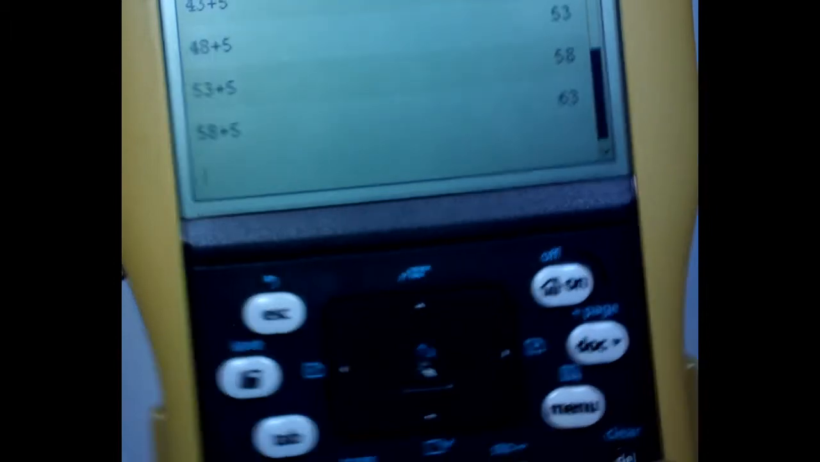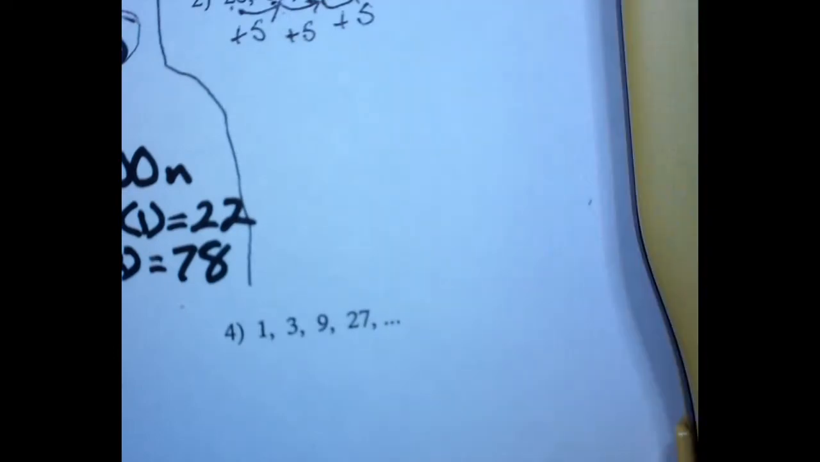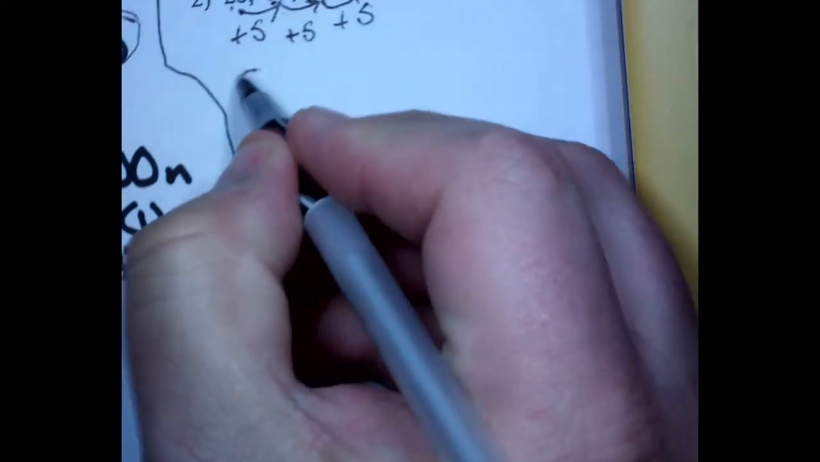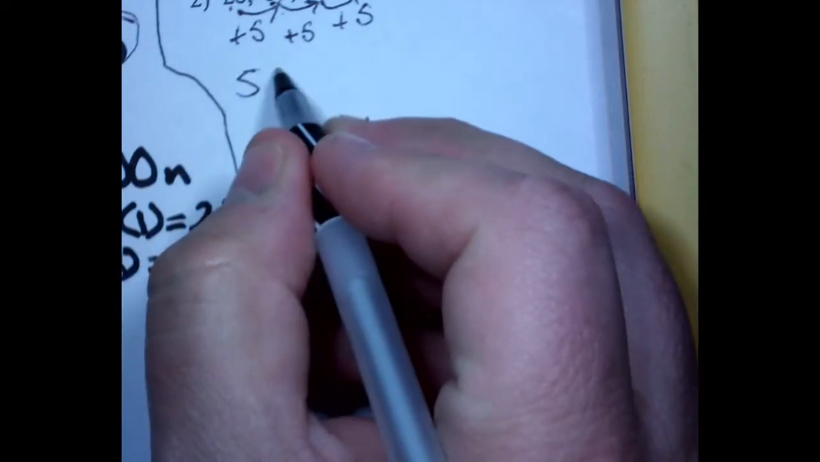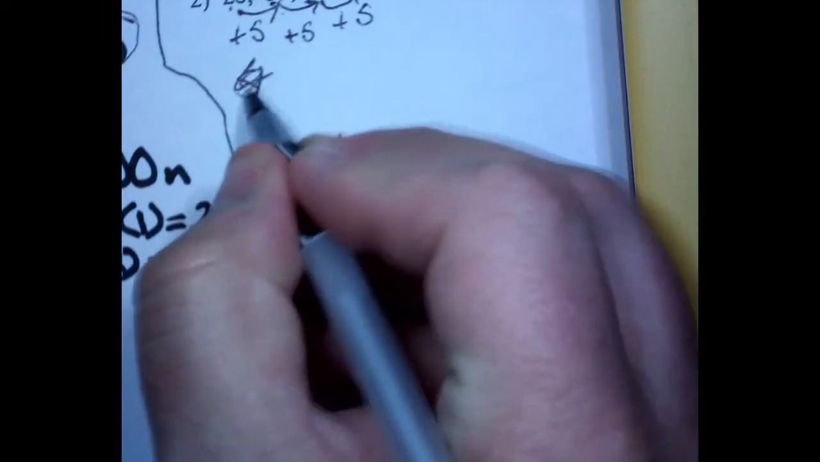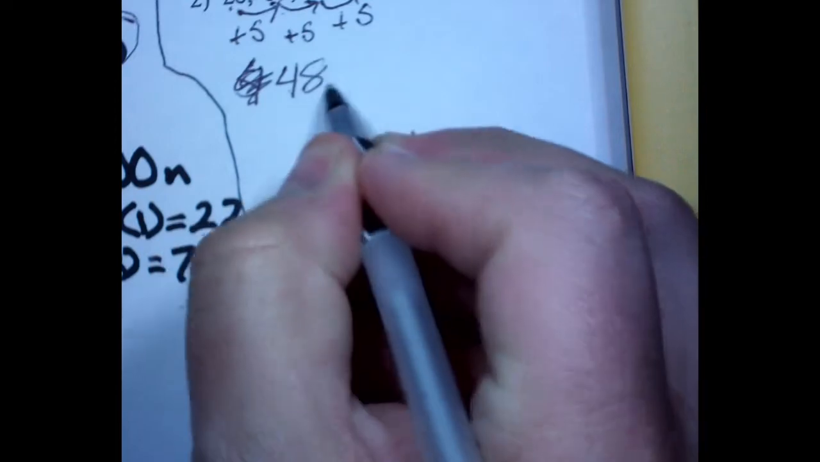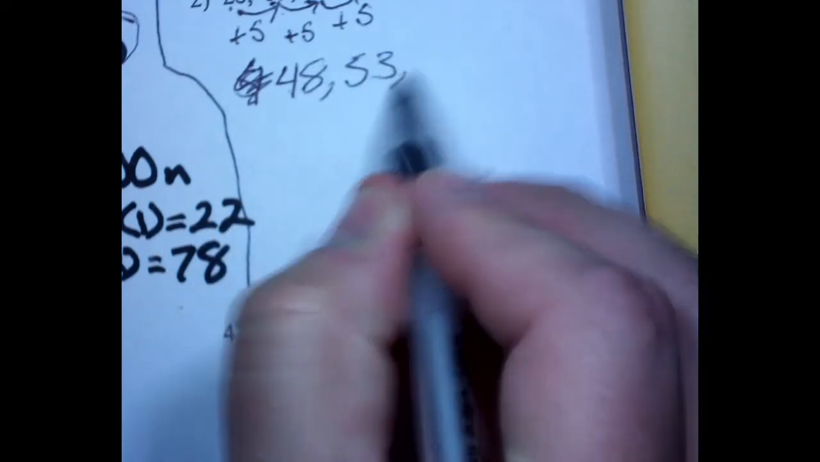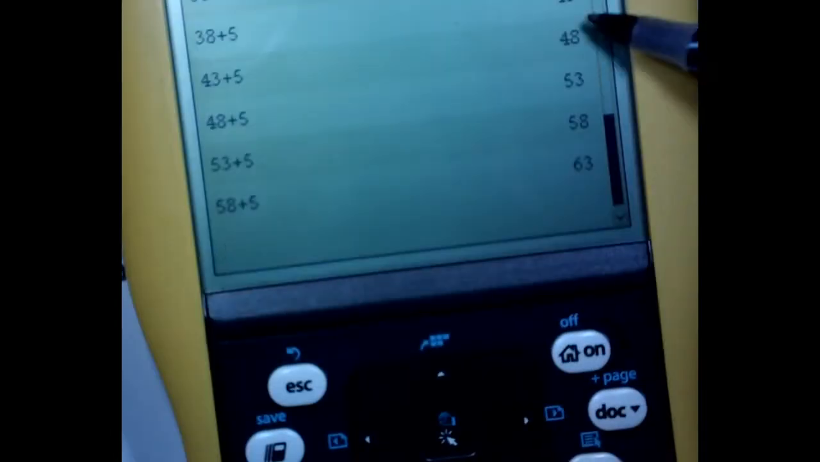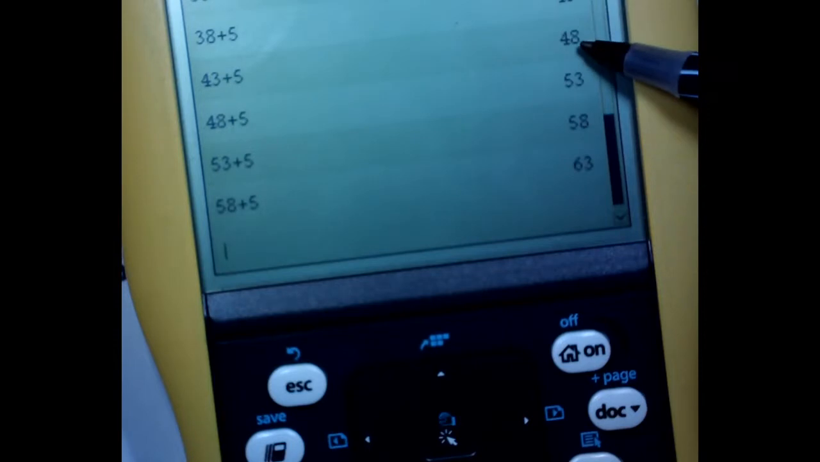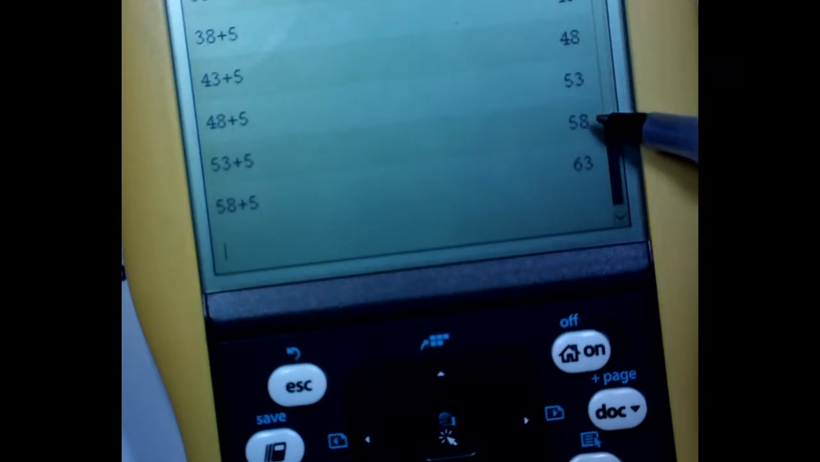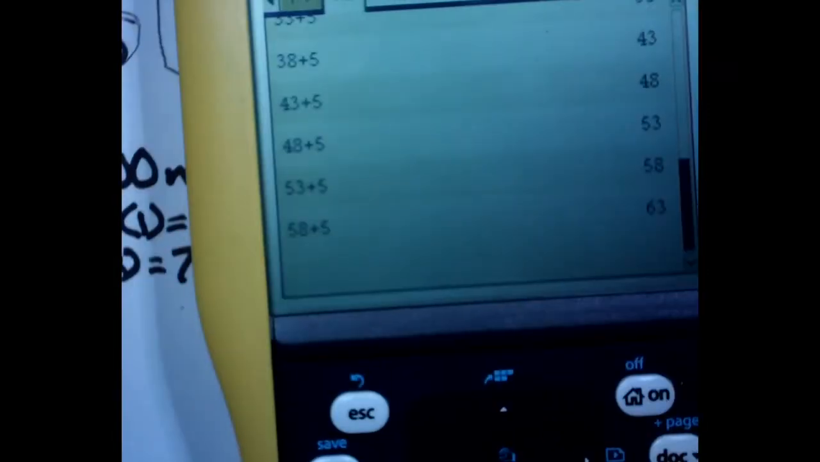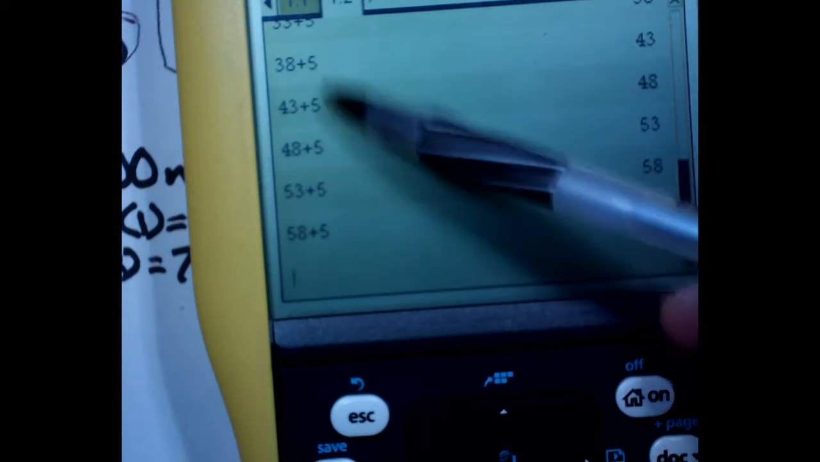So what are my next 3 terms? My next 3 terms are 48, comma, 53, and then 58, right? So I go 43, 48, 53, 58, right? And all I'm doing is adding 5 to the previous term.